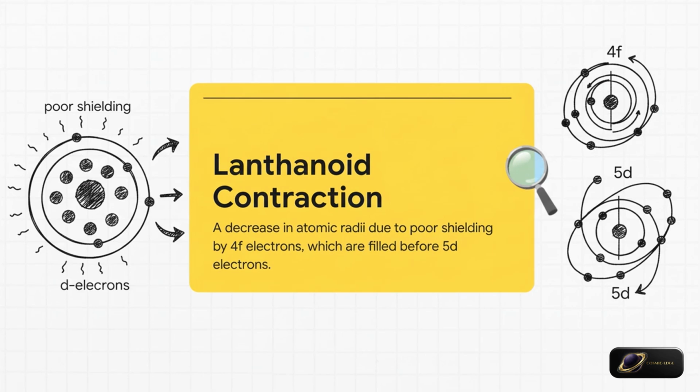Before you start filling in that third row of d block elements, you first have to fill a whole new block of orbitals called the f orbitals. Now, these f electrons are terrible at their job. Their job is to shield the outer electrons from the massive positive charge of the nucleus. Since they're so bad at it, that powerful nucleus can reach out and pull all the other electrons in much tighter. This pull effectively shrinks the atom, canceling out the size increase you'd normally expect.